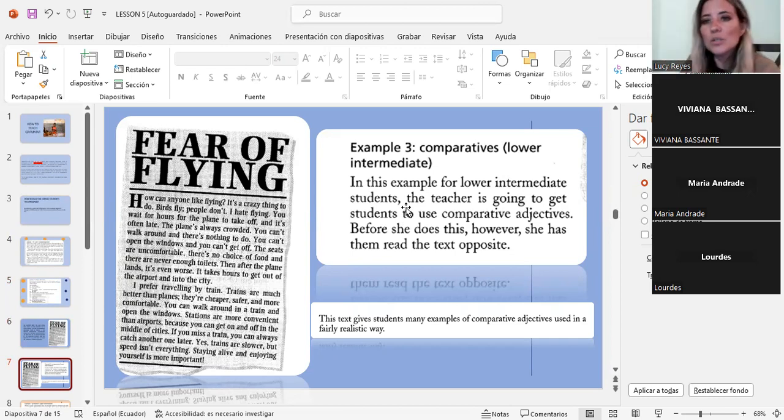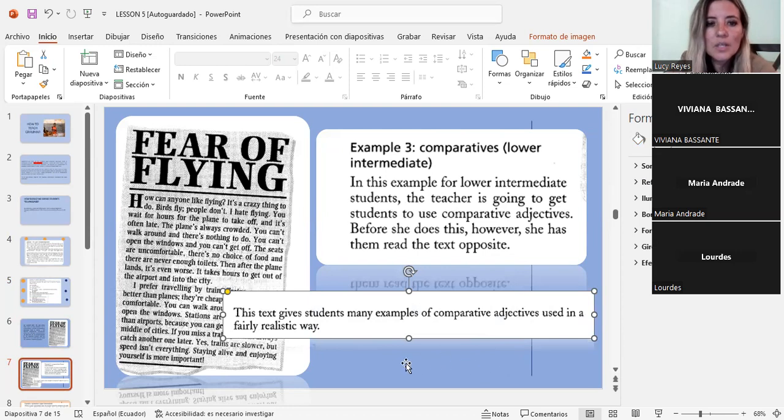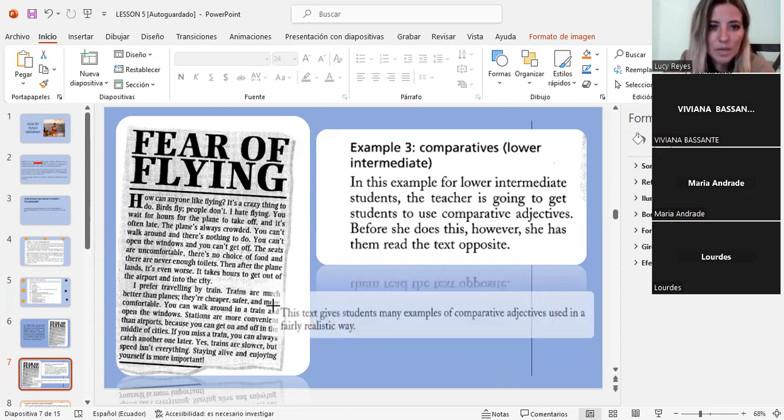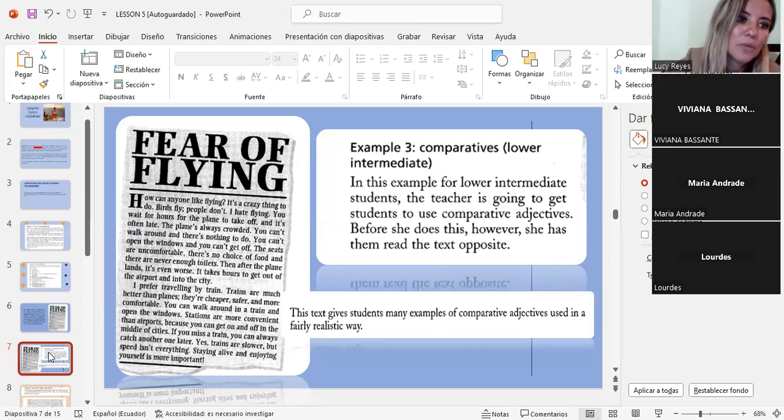Okay. Another way to learn grammar is to have them read maybe a comic or maybe a report, so that they can realize that there is grammar there. Okay, these texts give the students many examples of comparative adjectives used in a realistic way. It's important that you give them realistic examples, right?